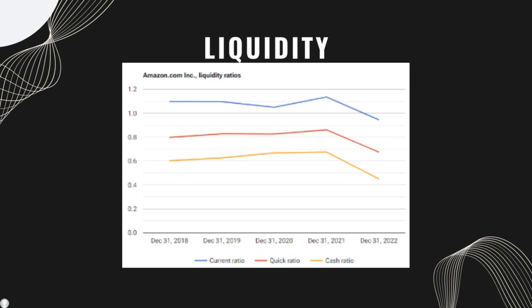So taking into account the chart, we can see that Amazon improved all these ratios from 2020 to 2021, but then they all start deteriorating from 2021 to 2022.